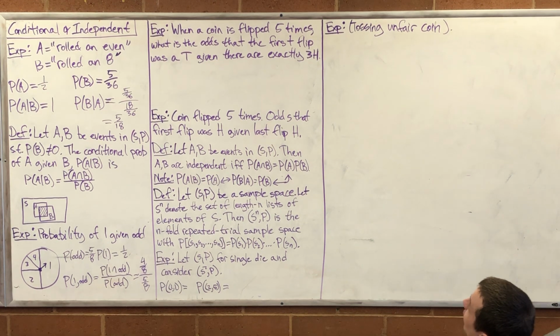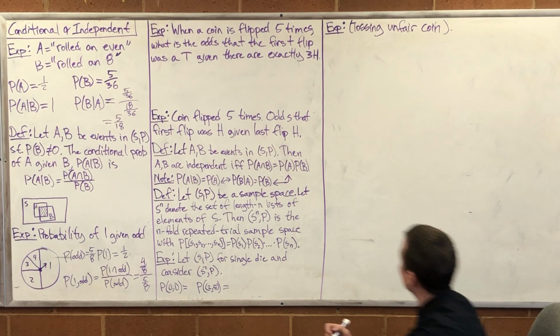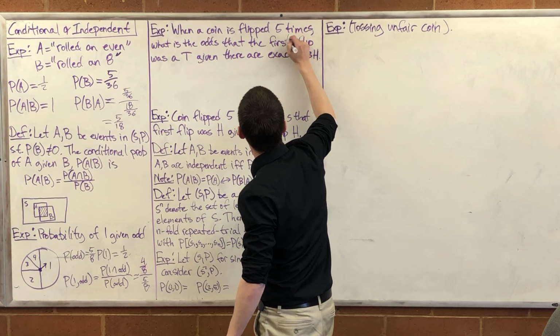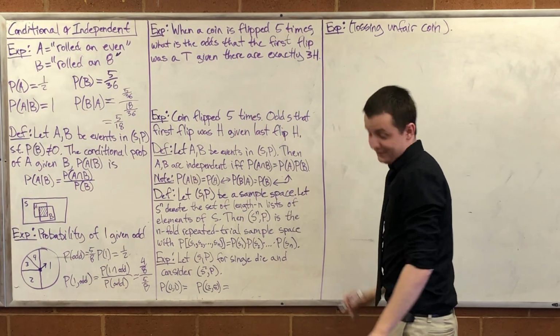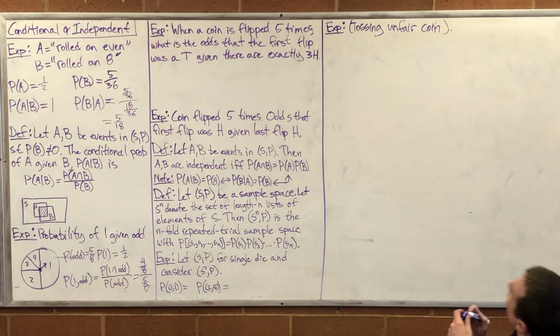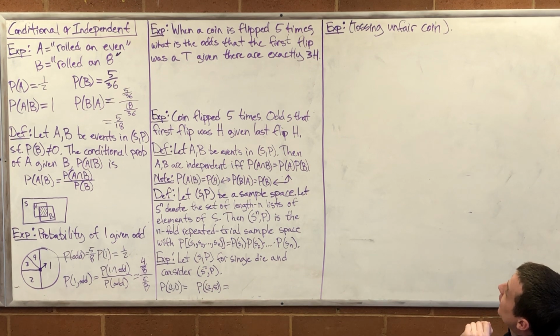When a coin is flipped 5 times, what is the odds that the first flip is tails given there are exactly 3 heads? Oh, that was messing with me for a second. I kept reading that as first plus flip. Alright. What is the odds that the first flip was a T, tails, given that there are exactly 3 heads?